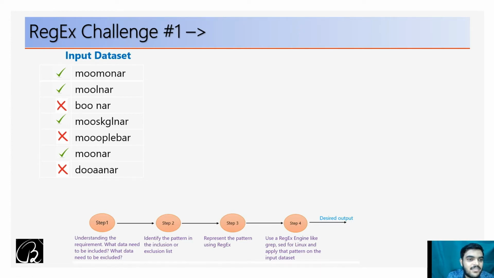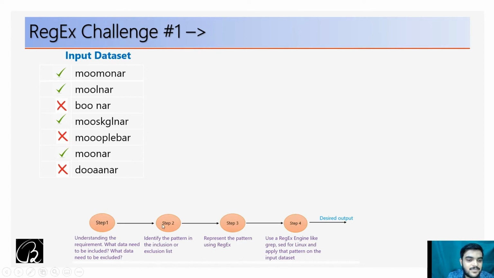Okay, so this is our input dataset, right? In the previous video, I told you about step 1, meaning the requirement: what data needs to be included and what data needs to be excluded. You can see here that the strings having a green tick on the left are the strings that you want to include, and the strings having a red cross on the left are the strings that you want to exclude. Now this part was clear in the previous video.